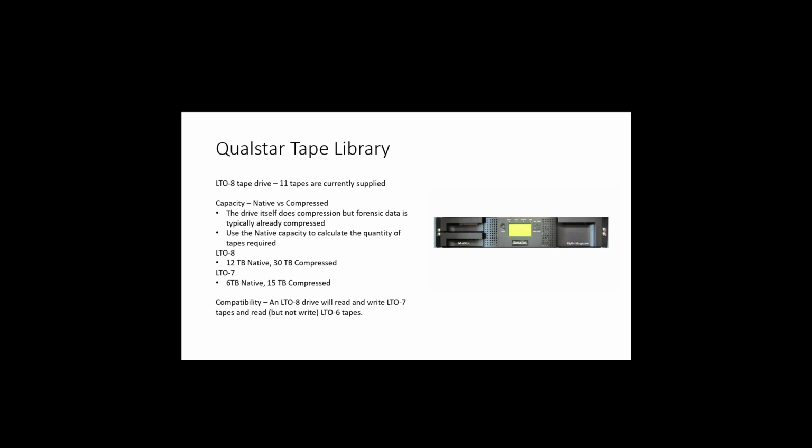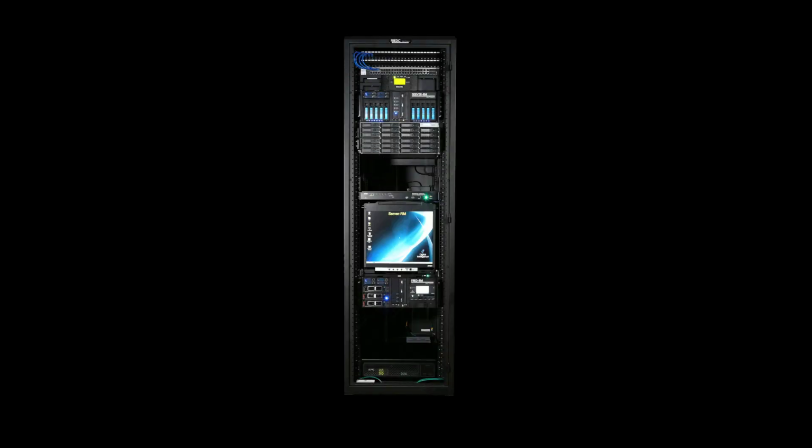The native capacity of LTO-8 tapes is 12 terabytes. The native capacity of LTO-7 tapes is 6 terabytes. An LTO-8 tape drive will read and write LTO-7 tapes and read but not write LTO-6 tapes.